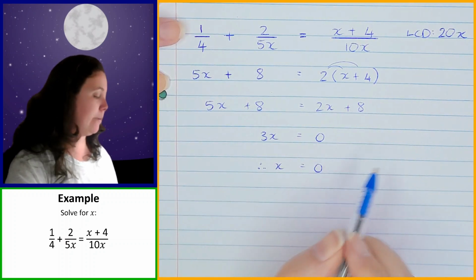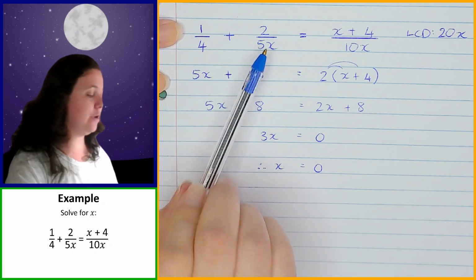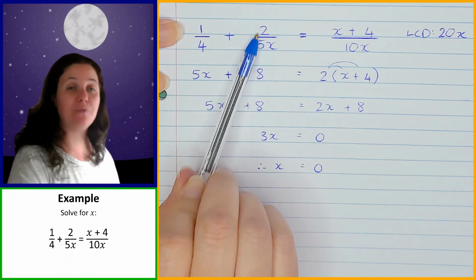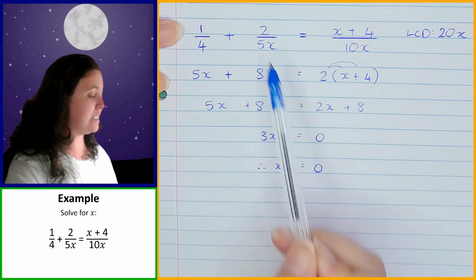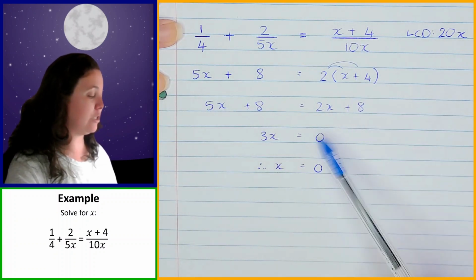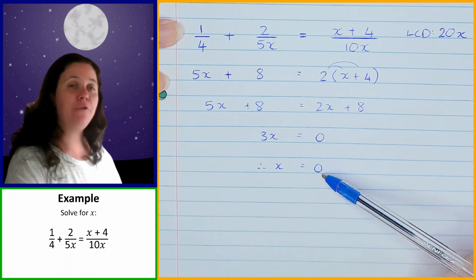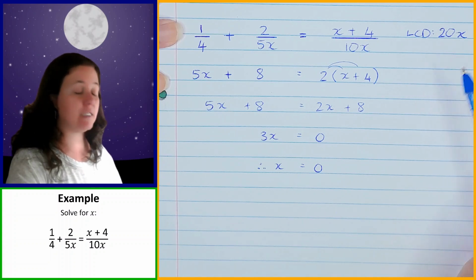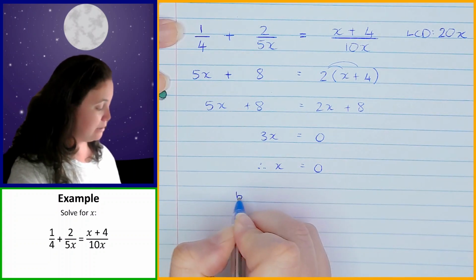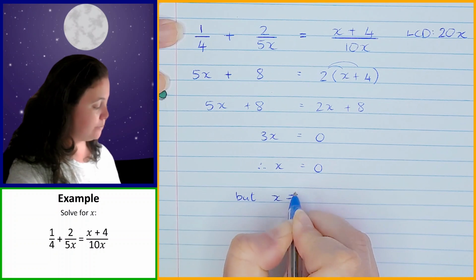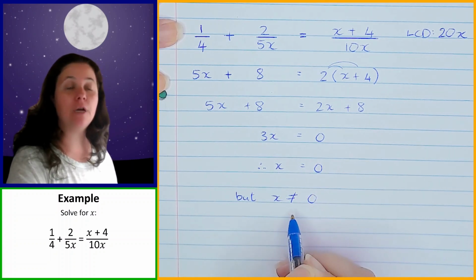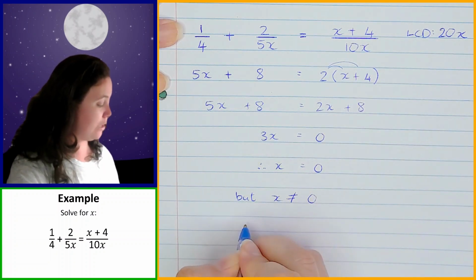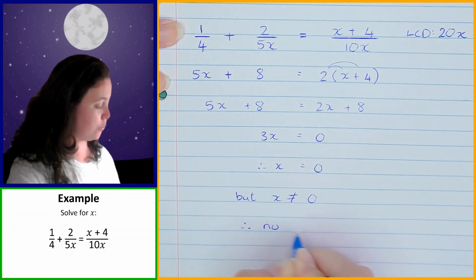But now I've got a problem, because if x is 0, then this over here is going to be 5 times 0, which is 0, which means I'm dividing by 0. So if x is 0, it makes my denominators 0. You can even just check it against the LCD. If your value for x makes the LCD 0, it means that it cannot be a solution. So now I say, but x can't be equal to 0, and the reason it can't be 0 is because it makes it undefined, because then I'm dividing by 0. So therefore, there is no solution.